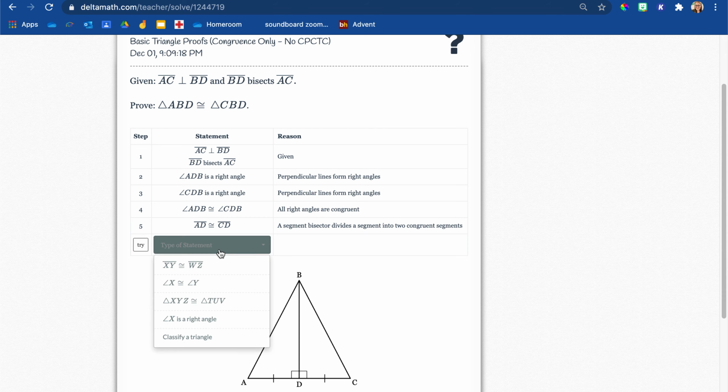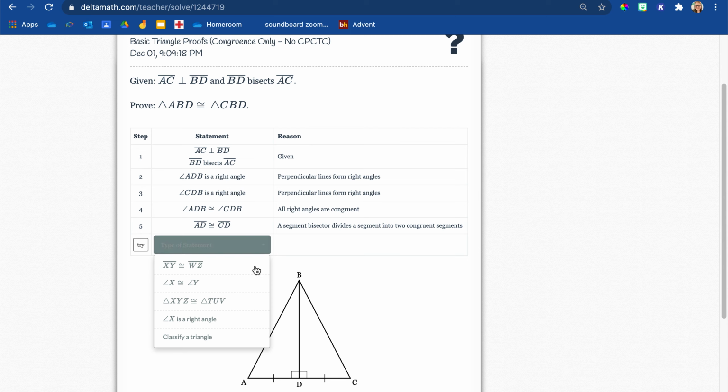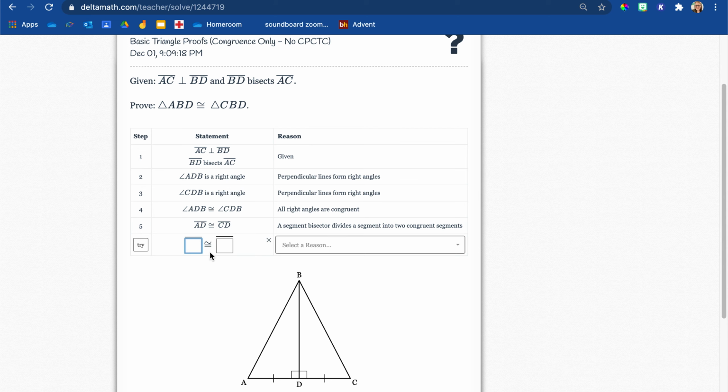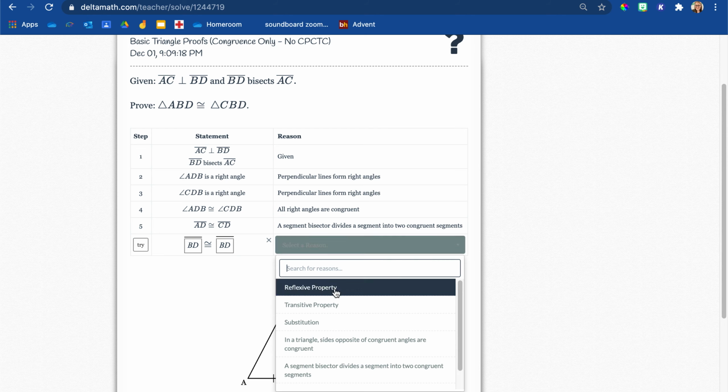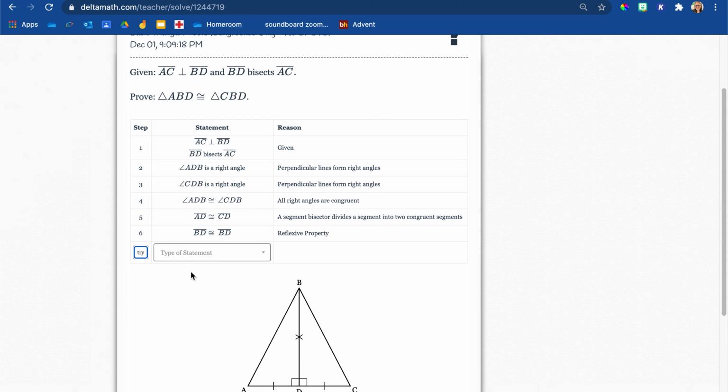Awesome. I'm looking at these two, and I don't see anything I can say about angle A or angle C, so I must have something to do with this segment here. And BD is actually a part of both triangle ABD, this triangle here, and triangle CBD, this triangle right here. So we are going to make the statement that BD is congruent to itself. Now, the reason I can make that statement is the reflexive property. The reflexive property lets me say that a segment is congruent to itself. So we're going to try that, and it worked.